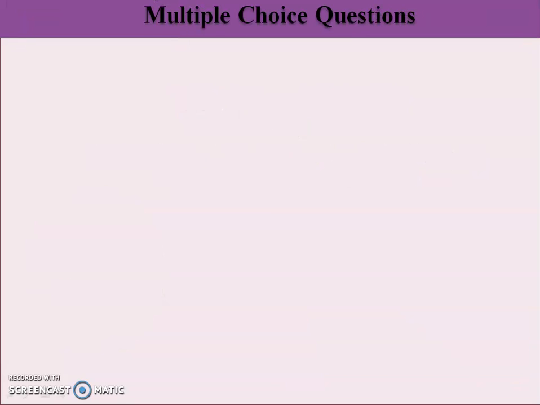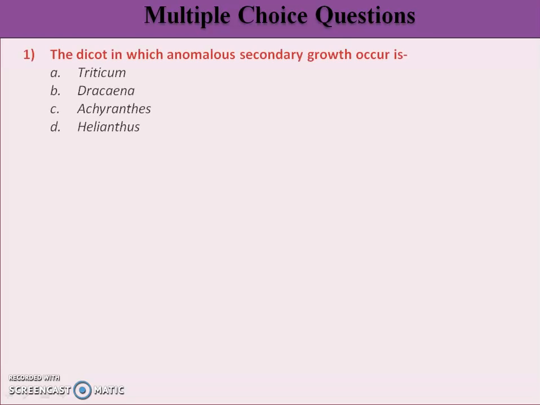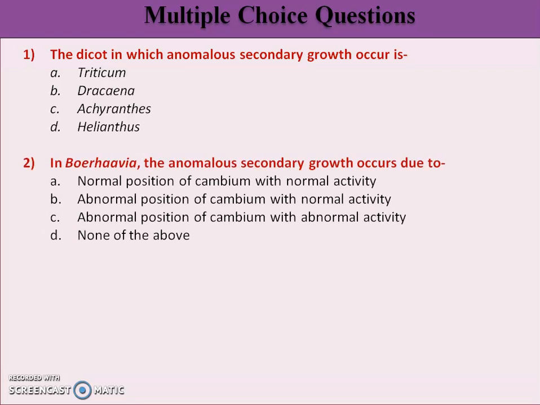First part is multiple choice questions, and the questions are: the dicot in which anomalous secondary growth occurs is Triticum, Dracaena, Amaranthus or Helianthus. In Boerhavia, the anomalous secondary growth occurs due to normal position of cambium with normal activity, abnormal position of cambium with normal activity, abnormal position of cambium with abnormal activity, or none of the above.